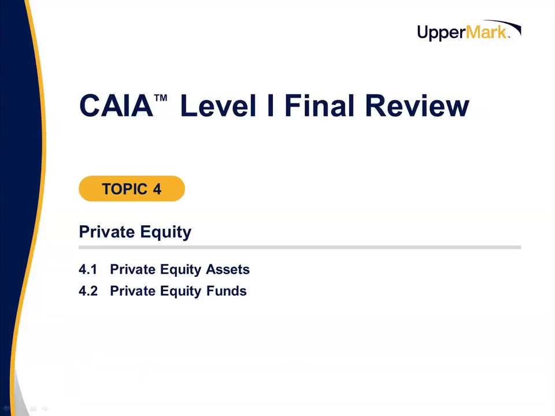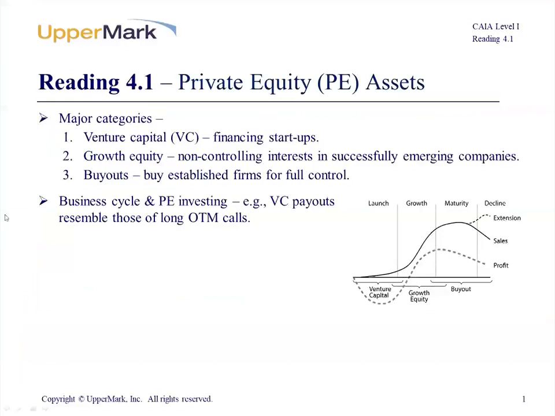Topic 4 on private equity covers 2 readings, one on private equity assets and one on private equity funds. So we start with 4.1. The categories of private equity assets that we focus on are venture capital, growth equity, and buyouts. Obviously here they're just being introduced, and then we talk about them in more detail in the reading.